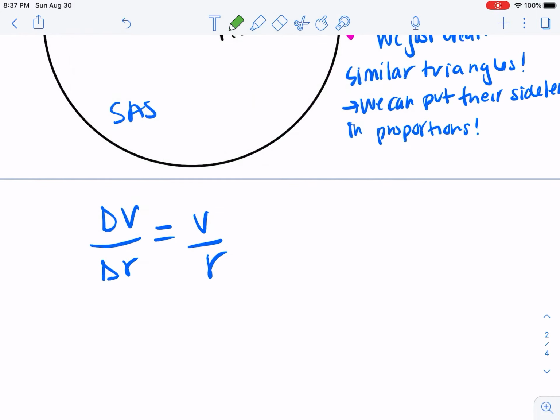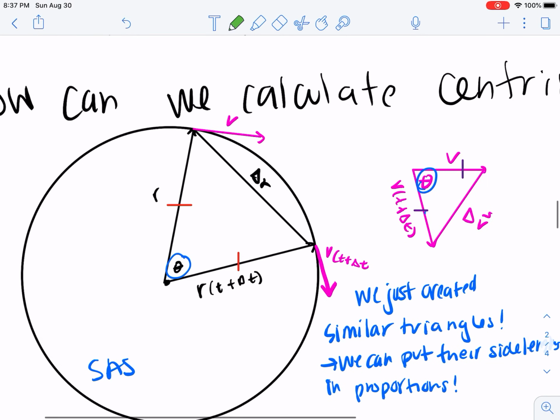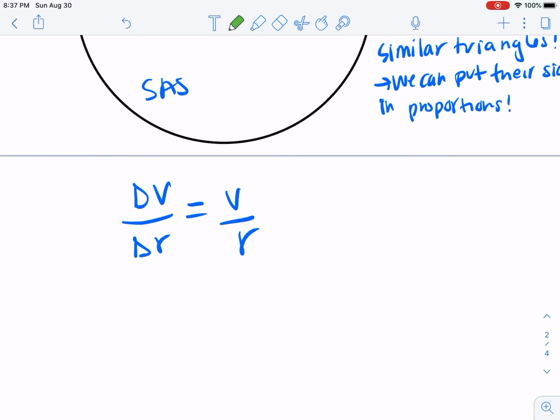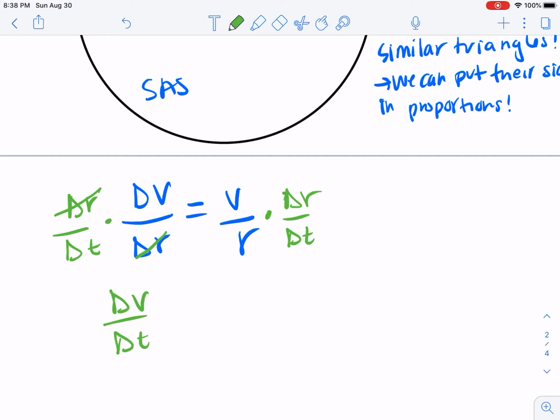And once again, we are able to make this because we just created these two similar triangles from the situation of uniform circular motion. Now that we have them, we want to manipulate them somehow. So people have worked with this for a while and they figured out, what happens if we multiply each side by delta R over delta T? Well, on this side, my delta R's cancel, leaving me with delta V over delta T. Here I just have V over R times delta R over delta T.